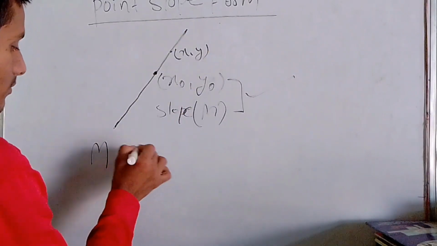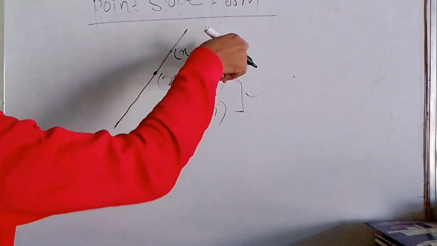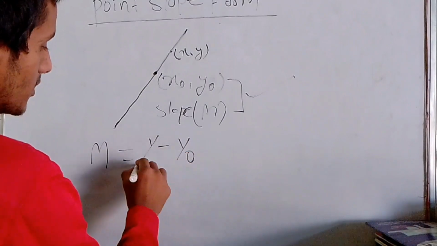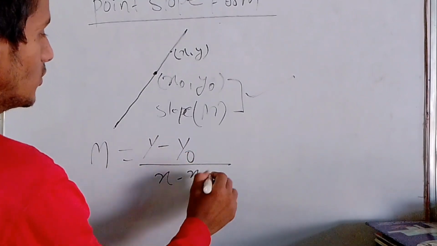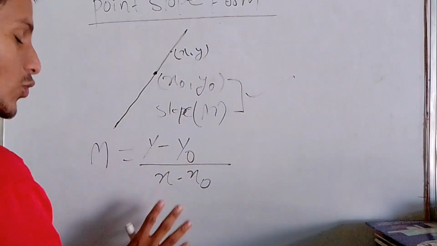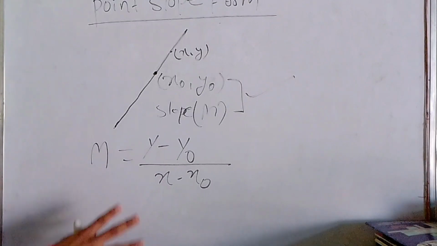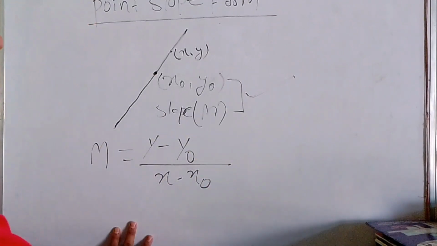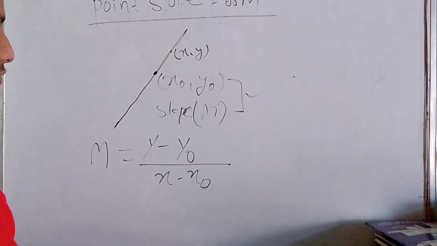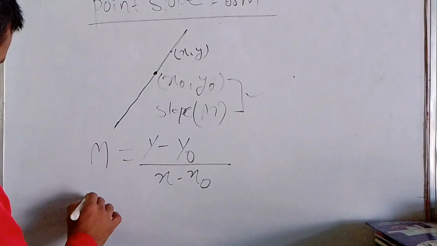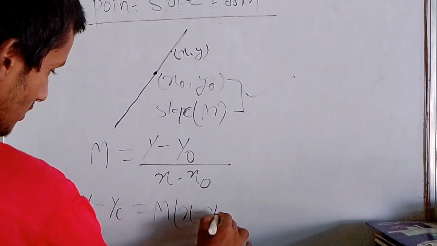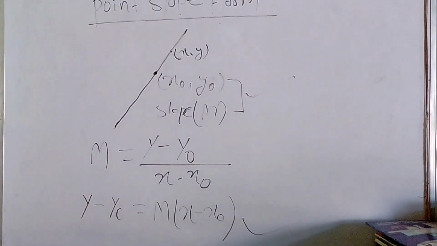So m, you're going to find using these two points. It will be (y minus y naught) divided by (x minus x naught). You could also write it as (y naught minus y) over (x naught minus x), which still gives you the same answer, but this is the standard form, so stick with the standard form. There's nothing wrong with swapping these two, but the standard form is good to write. So it comes out to be y minus y naught is equal to m times (x minus x naught), and that's the equation we're looking for.